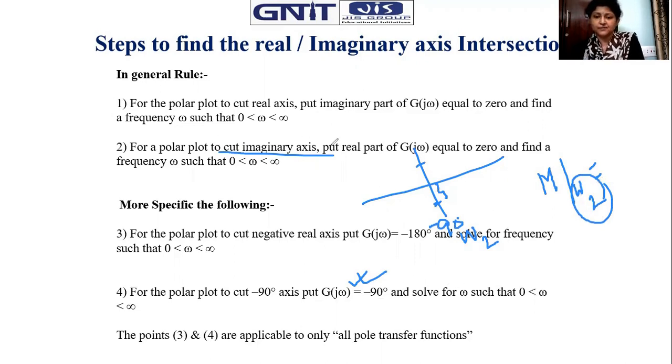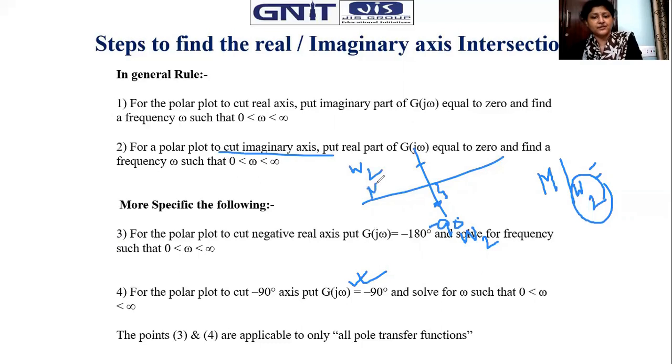And what was the first approach? You need to find the imaginary axis intercept. At that point on the imaginary axis, the real part becomes 0 because the phasor is purely imaginary. So put the real part equal to 0, and you will get the particular frequency ω2.